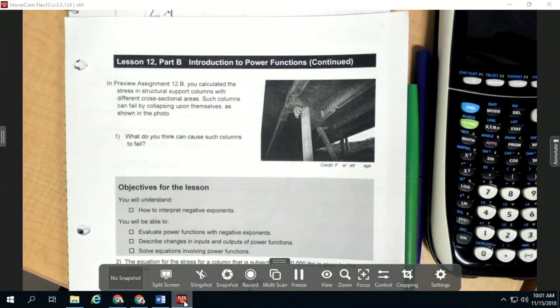Now, usually when they collapse, it's not because the pressure goes straight down. There was probably some kind of twisting that caused it to get off center. What do you think caused this one to fail? Maybe rust in those beams up there. Maybe an earthquake. I don't know. Something caused it to fail. Let's look at the formula.